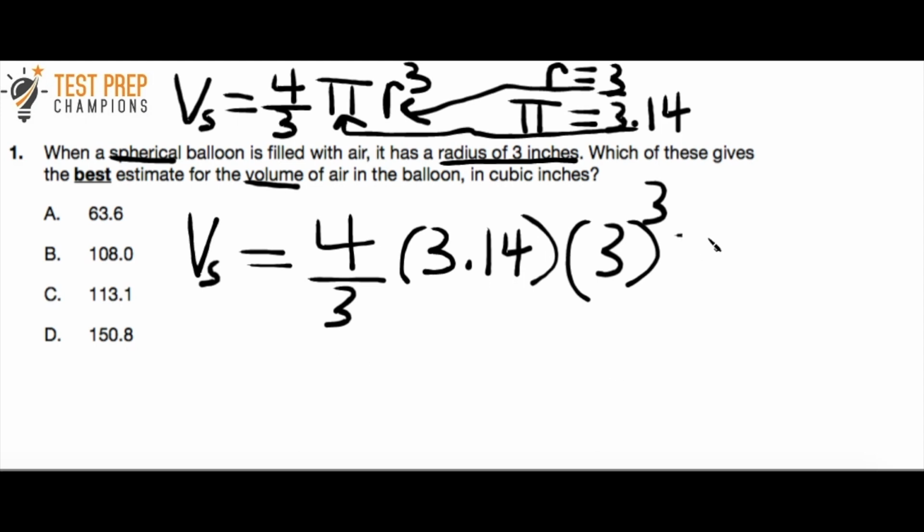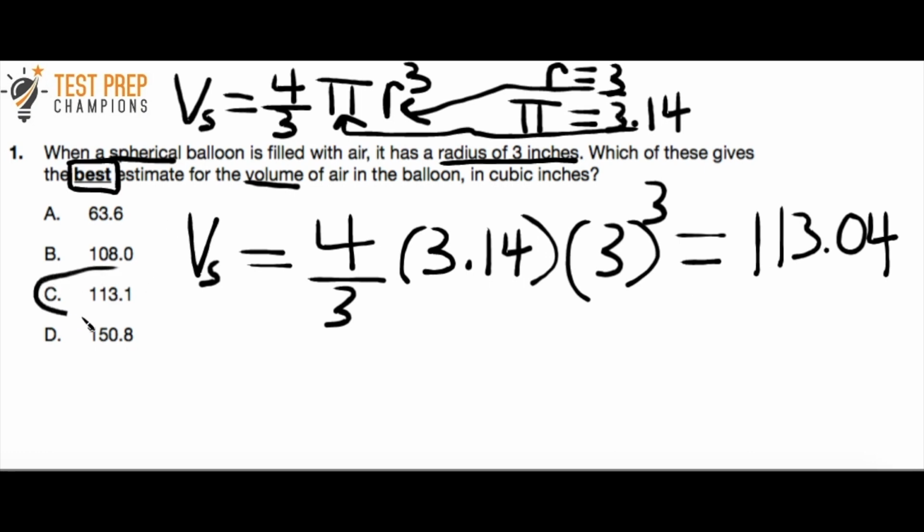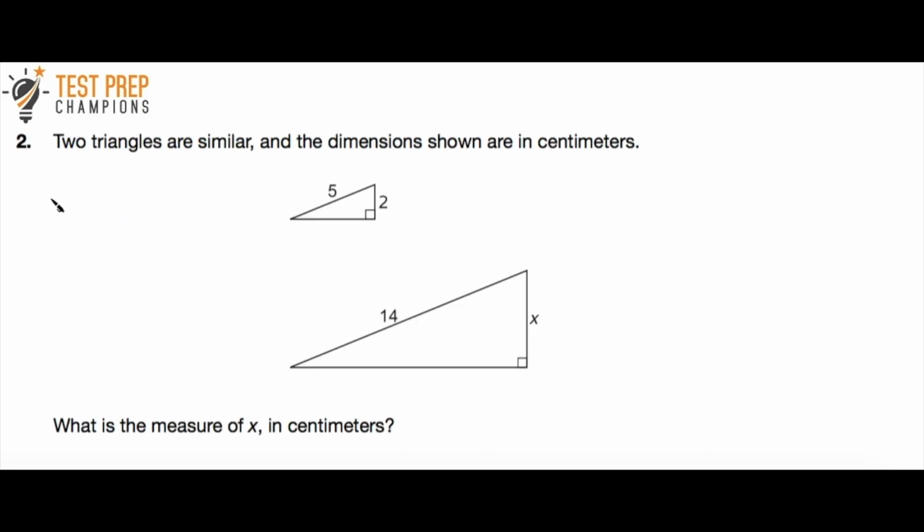And I just put that in my calculator and it gave me 113.04. So remember, we're just looking for the best estimate here. We're not looking for the exact volume, we're just looking for the best estimate. So I got 113.04 when I did my calculation here, which is very close to C, and C is the correct answer. So as long as you got something that was close to 113.1, all right, if you got something close to C here, then you got the right answer. So congratulations, good job. Question 2.